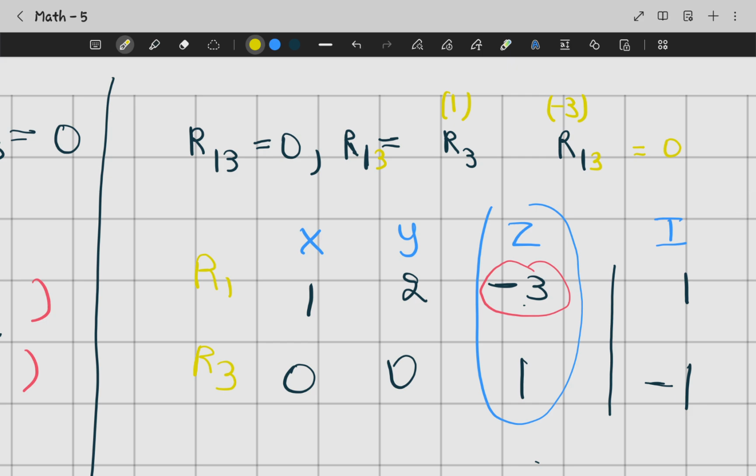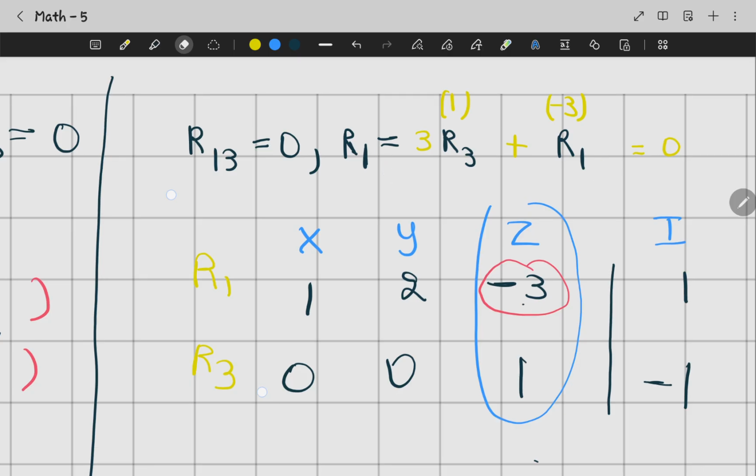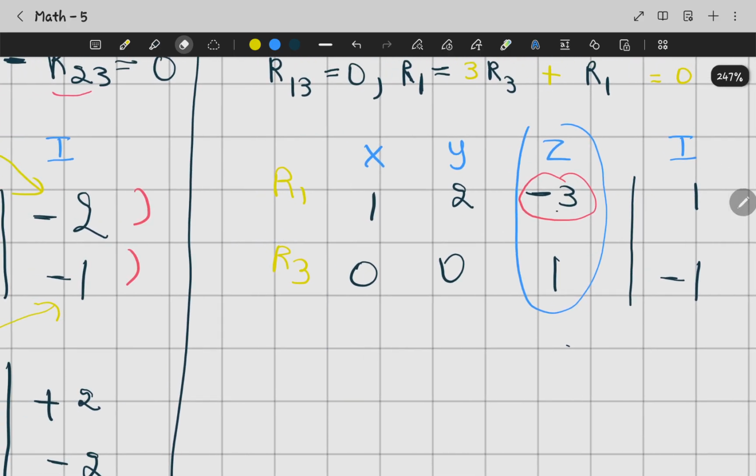So what can I do? I can times it by 3, so 3 times negative 3 will give me 0. Since we already have a negative sign, I'm going to put a positive sign there. This is what we're going to apply to the complete row, in order to get to our answer.